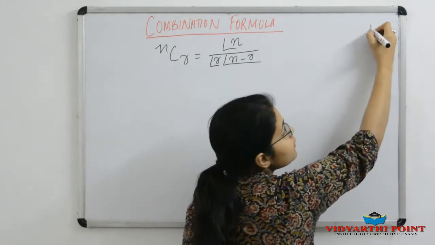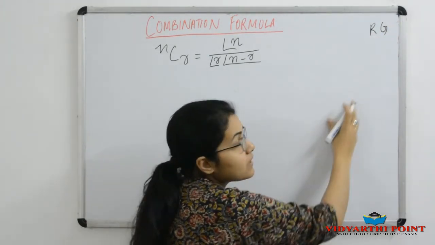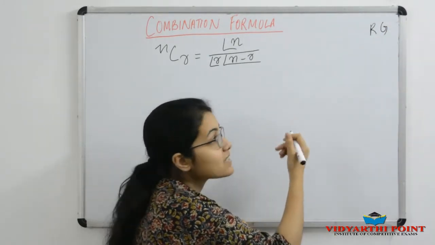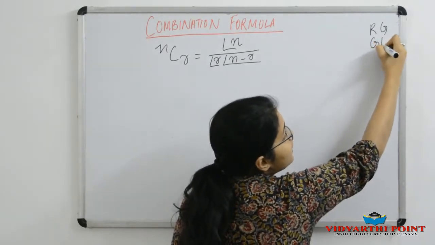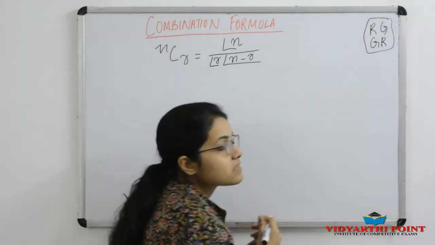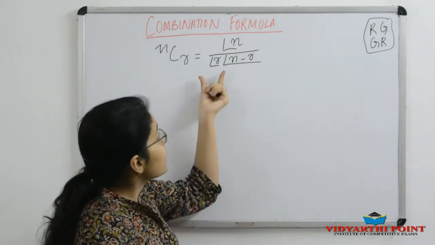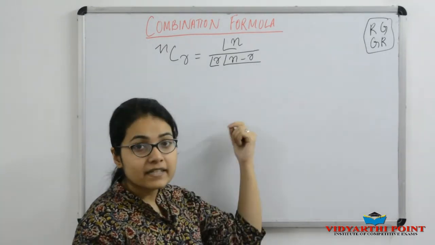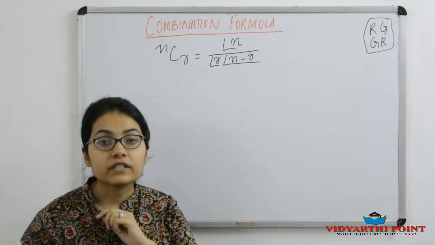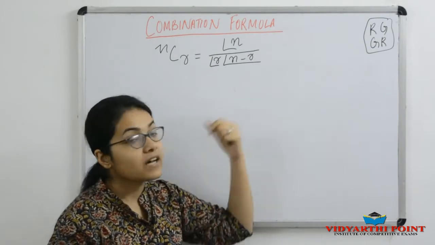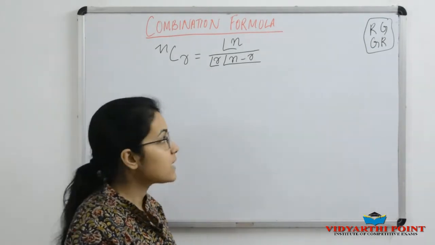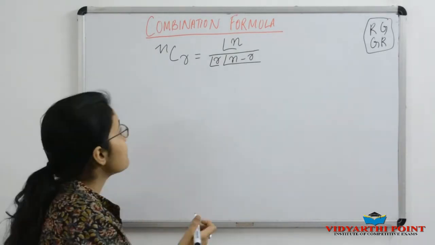That is, if we have taken red and green, if we have selected this, then green and red is not taken because this is considered the same. So whenever we write factorial r in the denominator, it rules out all the possibility of the rearrangement in combination. Now let us take one example.